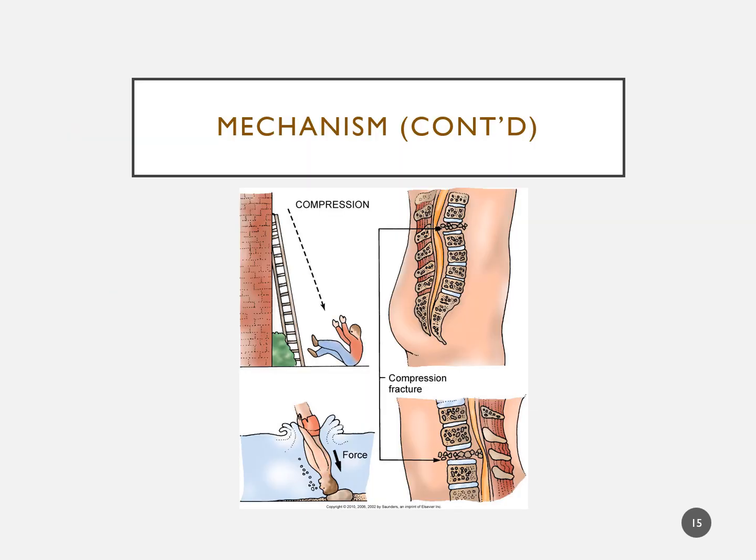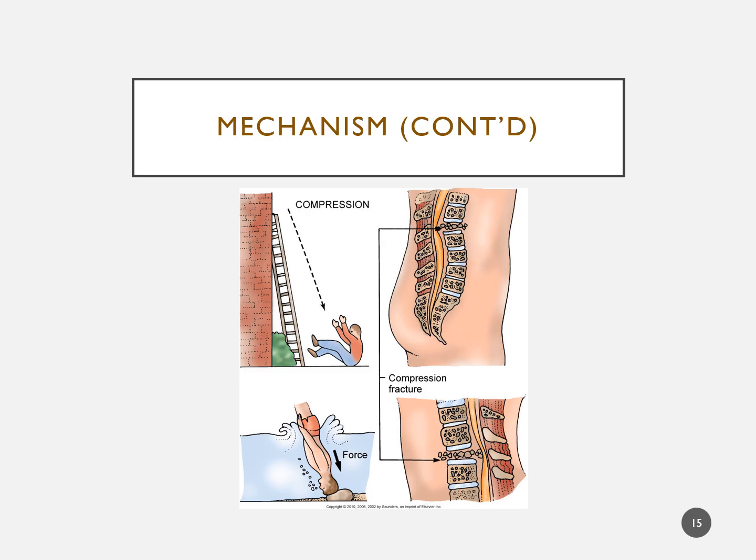We can have compression injuries. Those are often from falls, depending on how the person falls. When you see this man who fell off the ladder here, there's that compression of the bone. So much force was put on his bottom that it compressed some of those vertebrae together, which in turn is damaging the cord.